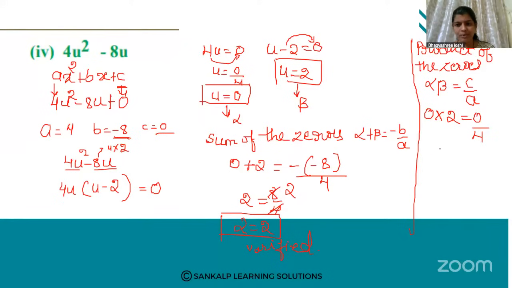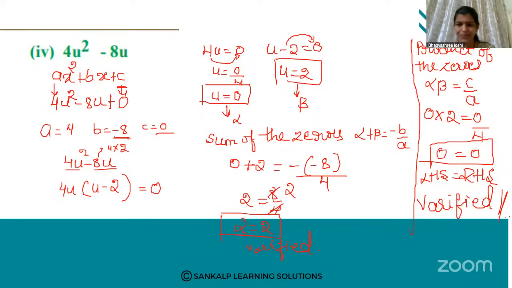0 into 2, that is 0 only. 0 divided by anything, that is also 0. So here also 0 equal to 0. That means LHS part is equal to RHS part. So I can say that the relationship holds, or it is verified. Understood? Easy? Good evening, all of you. Have you noted? So shall we move to the next problem?